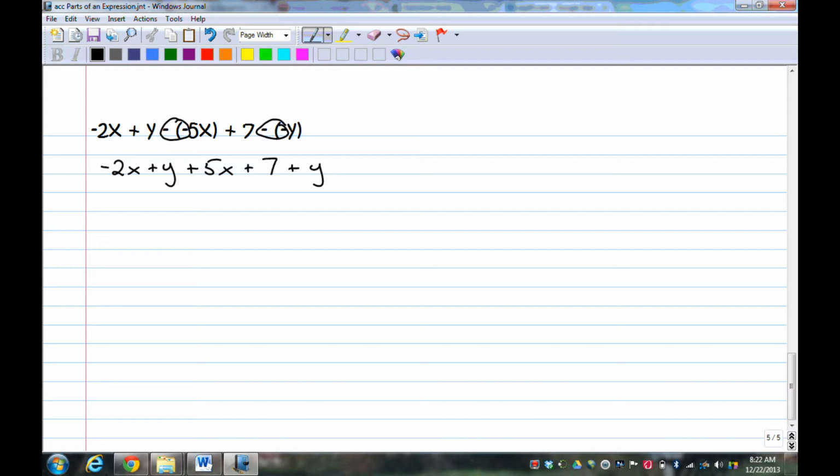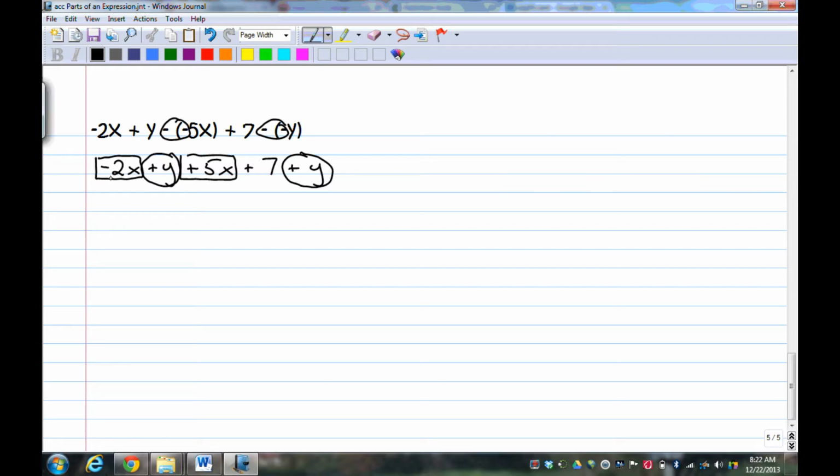Okay, first I have this, a negative 2x, and a positive 5x. Then I have a y and another y, and then I have just that 7. Now the reason that I circled some versus putting the rectangle around them is just so that I can identify them easier, because they're not all like terms. The x's are together and the y's are together.